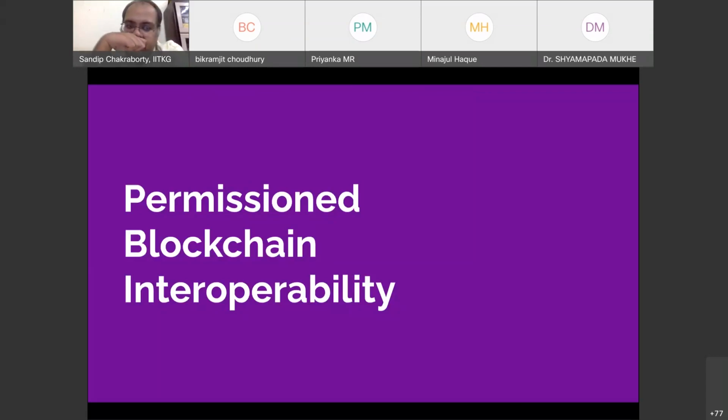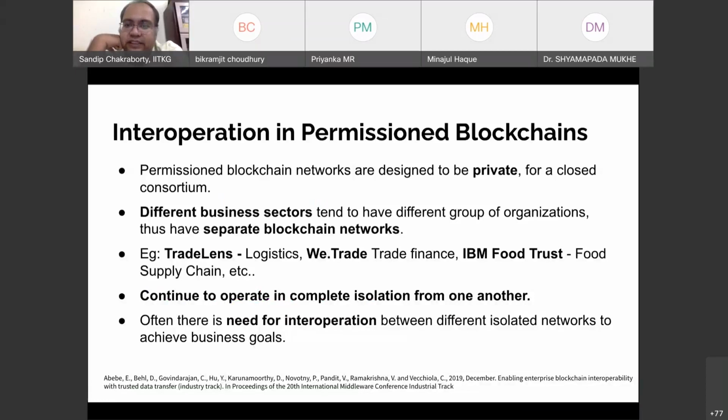Now, these permission blockchain networks are by default designed to be private for a closed consortium. Different business sectors tend to have different groups of organizations, thus having separate blockchain networks. One potential example is TradeLens, a trade logistics network developed on top of blockchain. Similarly, WeTrade is a trade finance network developed on top of blockchain. IBM Food Trust is a food supply chain developed by IBM on top of their blockchain network. So that way we have different kinds of blockchain-based platforms, right?